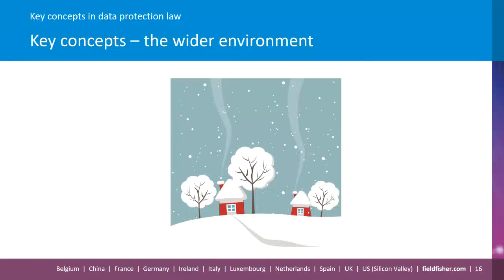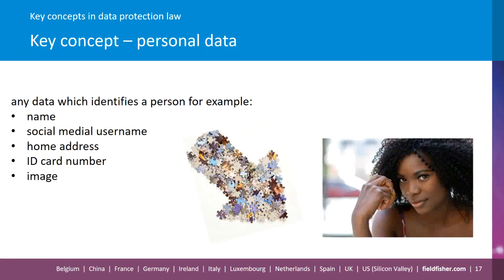So we're coming on now to looking at the building blocks of data protection law and the key concepts, the key elements. And the first one is personal data, and it's a really important concept. And it's about identifying people. So personal data is any information that identifies them. So for example, as I've set out on the slide, their name or their social media username, their home address, their ID card number, or their image, like this picture of this lady here. These are all things that identify people, and they're all personal data.